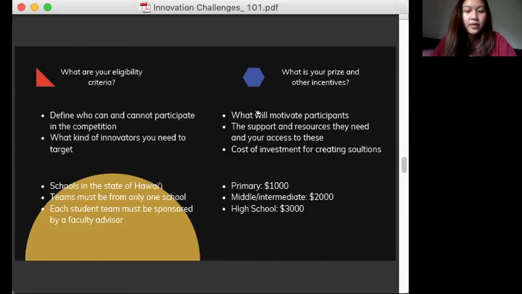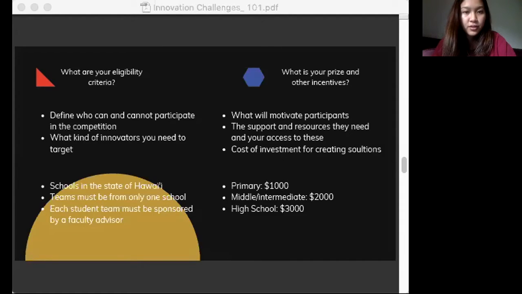And then you need to determine your eligibility criteria. Define who and who cannot participate in the competition, and this will reflect the decisions you have made about what kind of innovators you need to target, and whether you will be highly targeted or very open. For example, the Alawai Challenge are open to schools in the state of Hawaii. The teams must be only from one school, and each student team must be sponsored by a faculty advisor.